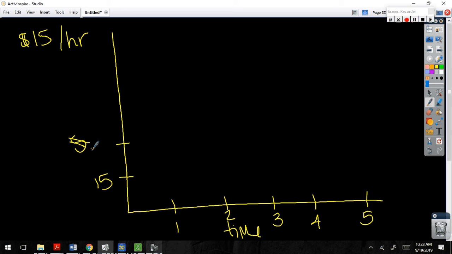15, 30, 45, 60, 70. If you tutor 0 hours, how much money do you make? $0, right? What if you tutor half an hour? $0, right? You have to make it to what before you get paid? 1 hour. At 1 hour, you get paid how much? $15. So all of this area until you get to 1 is $0.